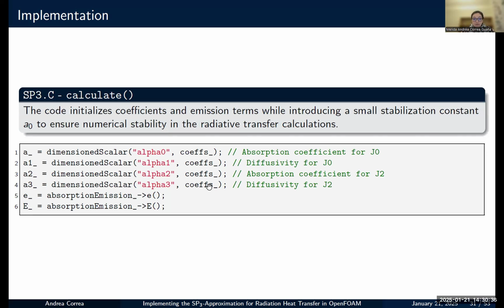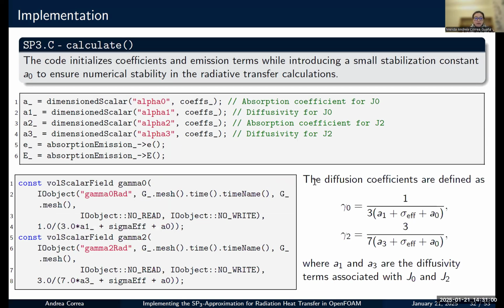Here, I continue the implementation. In the calculate function, the absorption and emission coefficients are retrieved first. This means that the program accesses the values or properties that are already defined. So here we define the absorption coefficient and diffusion for each mode. Then we can see here the diffusion coefficient for the moments, computed considering all the different coefficients. And here we can see that we have a term A0, called a stabilization term. These coefficients are fundamental for modeling radiative propagation, and they ensure that the division is positive, so that it's possible to solve.